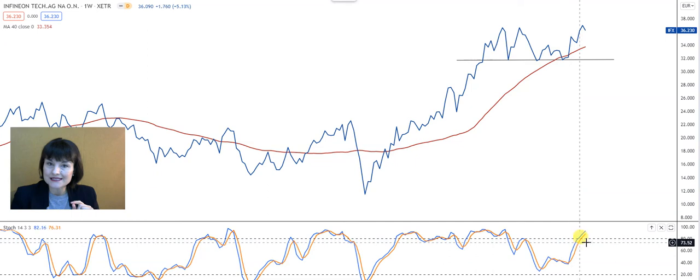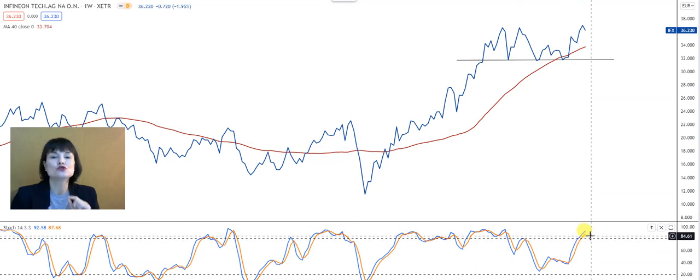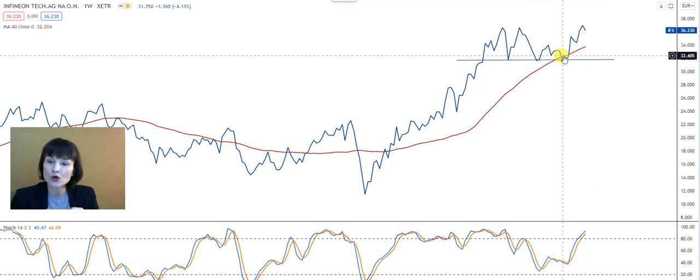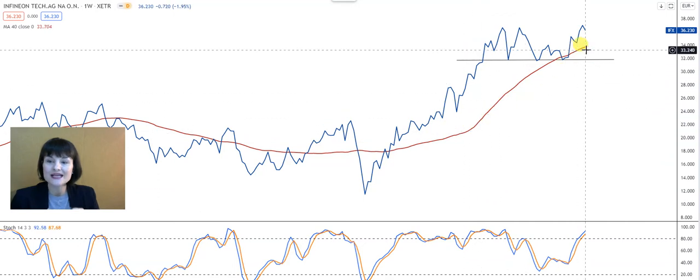Yes, your stochastic is in overbought levels, but you don't have a negative divergence yet. In other words, that blue line needs to turn around and break through that orange line in order to confirm, hey, I need to get ready to consider taking profit here. Yes, your long-term sentiment, that red line, is still positive. That's waiting at $33.70. But keep an eye on that level.